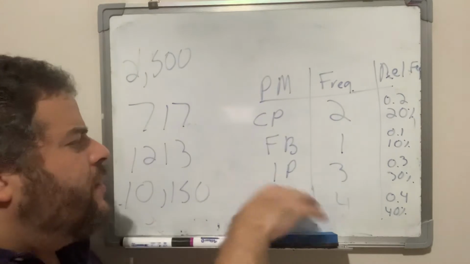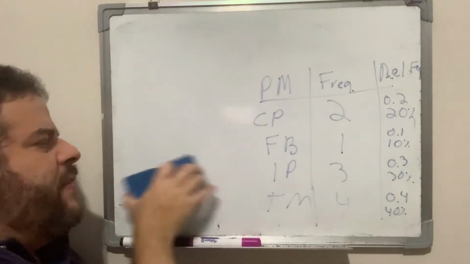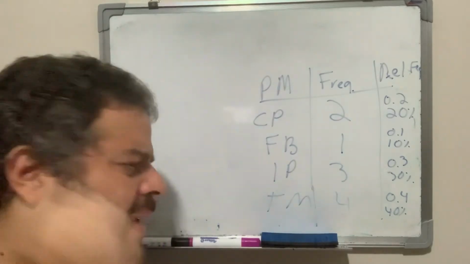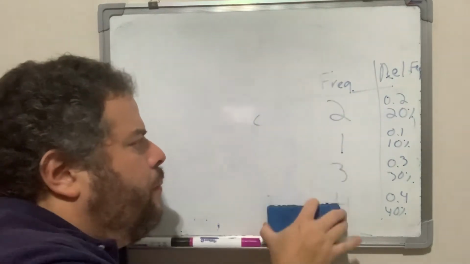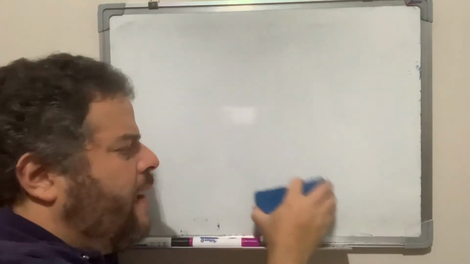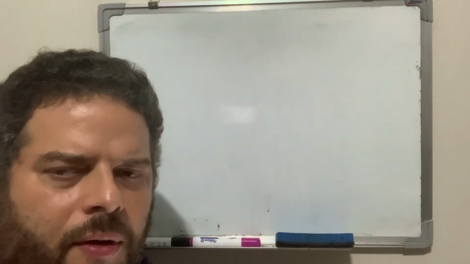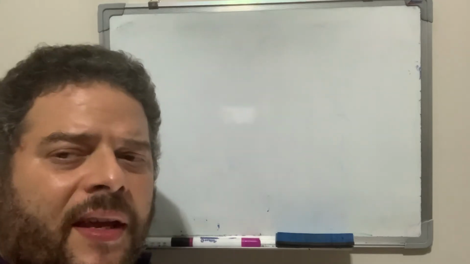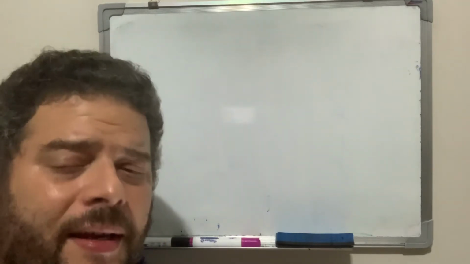Now, once I have this information, besides a frequency table and a relative frequency table, how can I display this information? Pretty simple. Bar graphs or pie charts. These are categorical variables, not quantitative. So we're going to use bar graphs or pie charts.